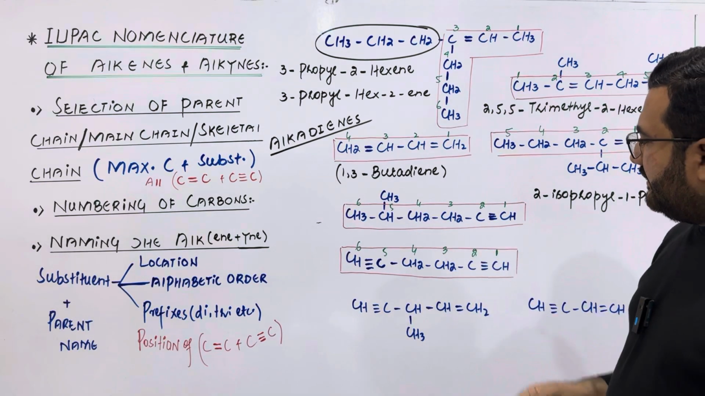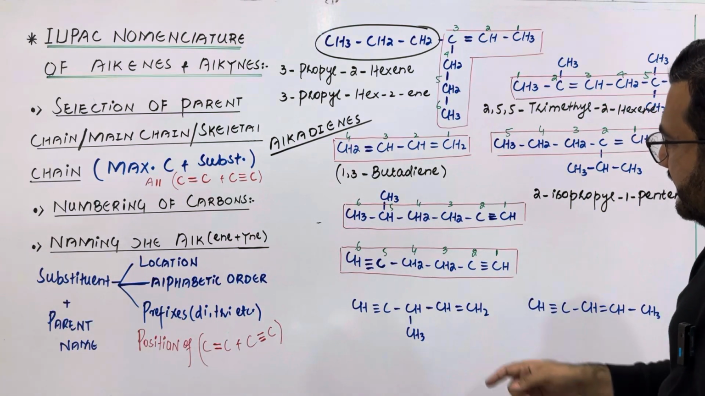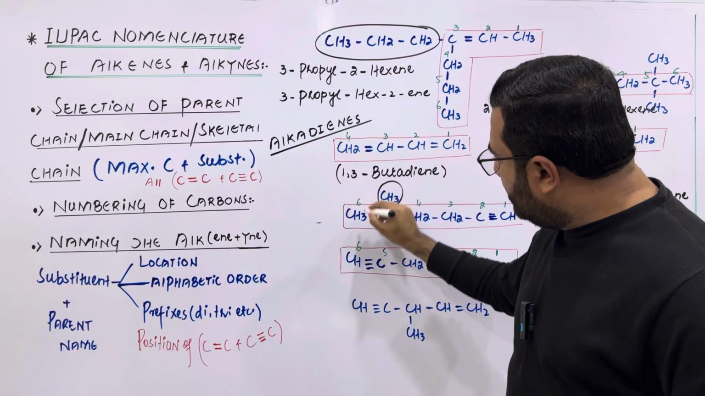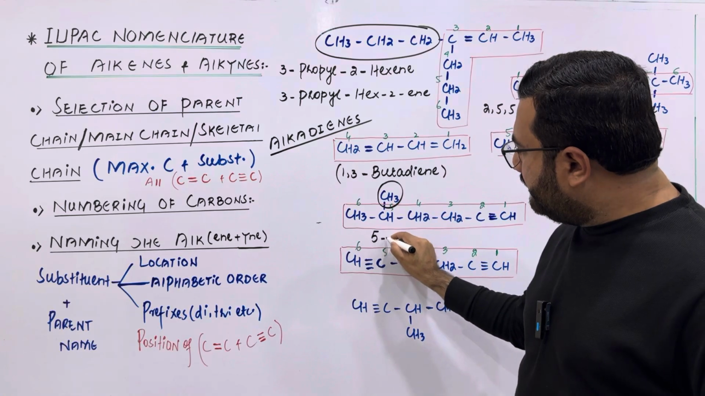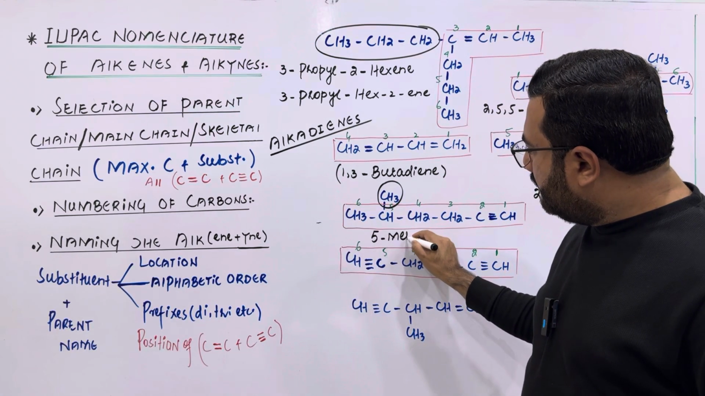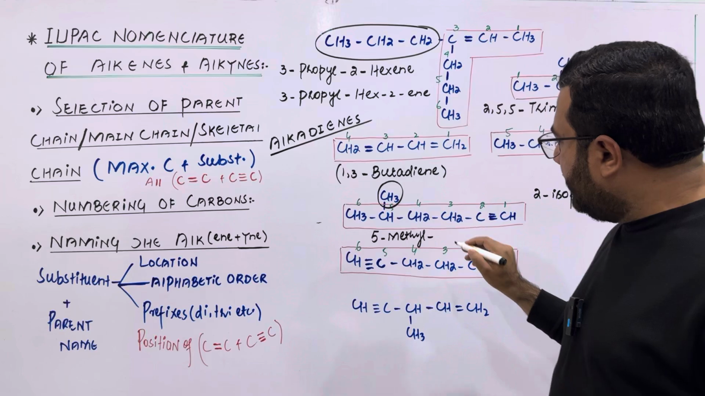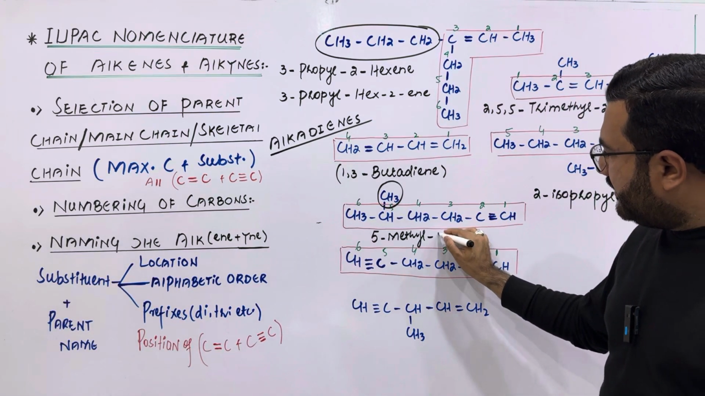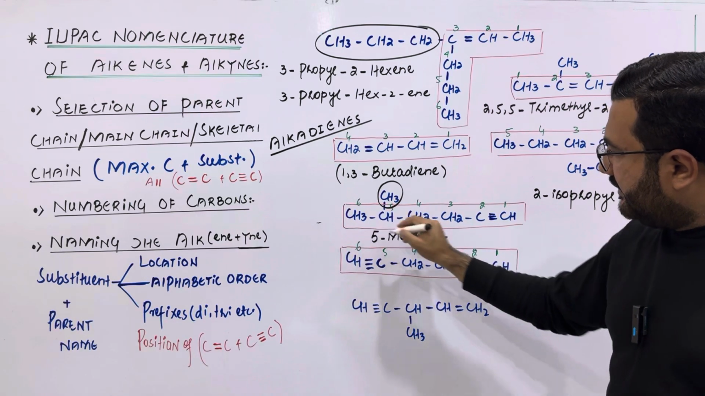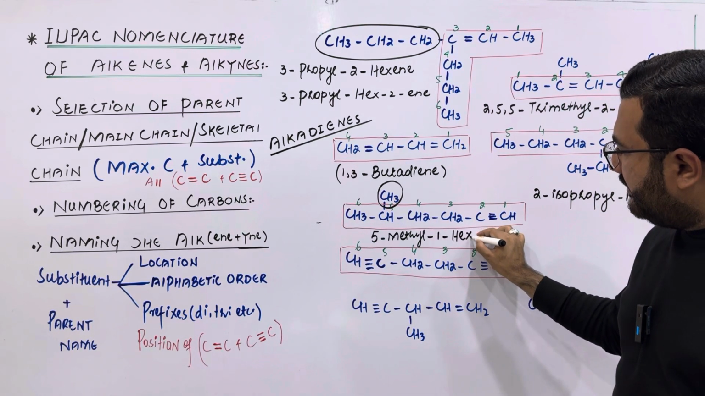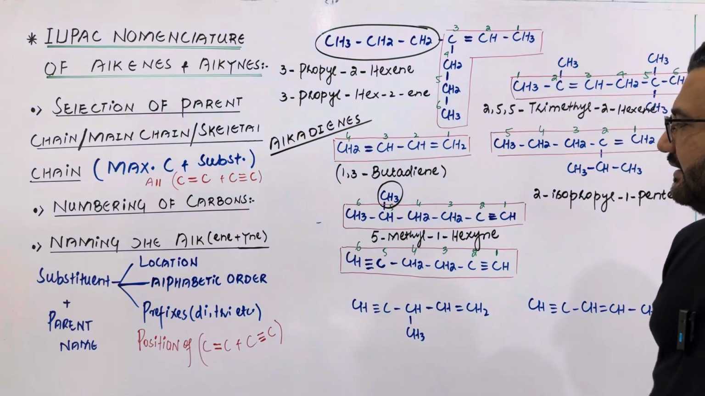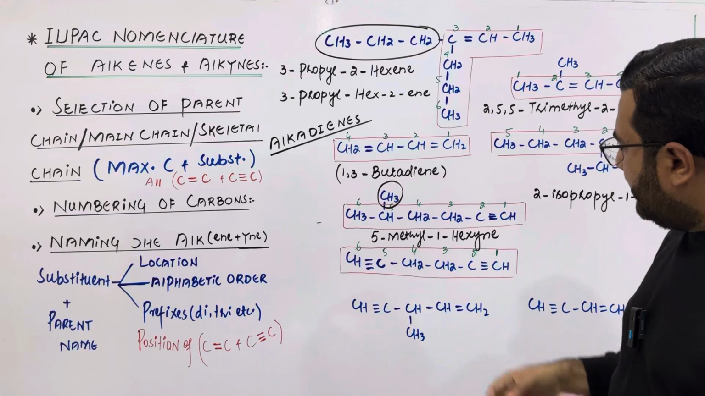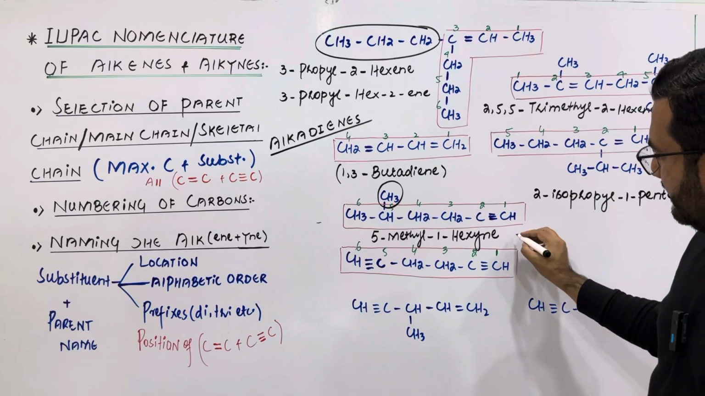Now let us write down the names of alkynes. My dear students, there is a substituent on 5th carbon. So you will say 5 methyl, and the location of the triple bond using the lower number, that will be 1. There are 6 carbon atoms, so it will be hexyne. 5 methyl, 1 hexyne.